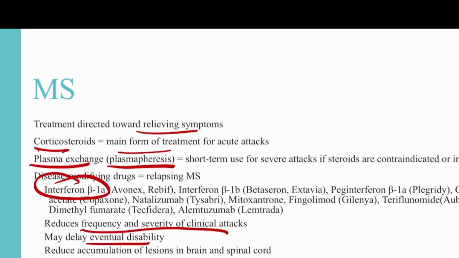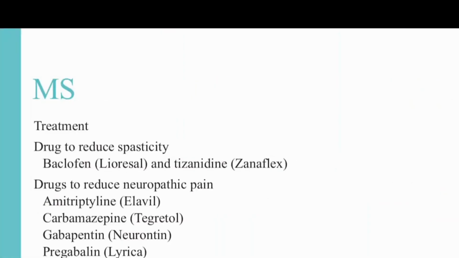Improves conditioning in advanced disease, and it helps. Treatment, again: spasticity, baclofen. The spasms in the muscles, give baclofen. Other drugs to reduce neuropathic pain. So in MS, the problem is the nerves. Okay, so the nerves are causing the pain. It's not muscle, it's not bone pain, it's the nerve transmission that's causing the pain. So these are the drugs that we give to help blunt the nervous response, so reducing the pain that you get. Again, this is neuropathic pain.